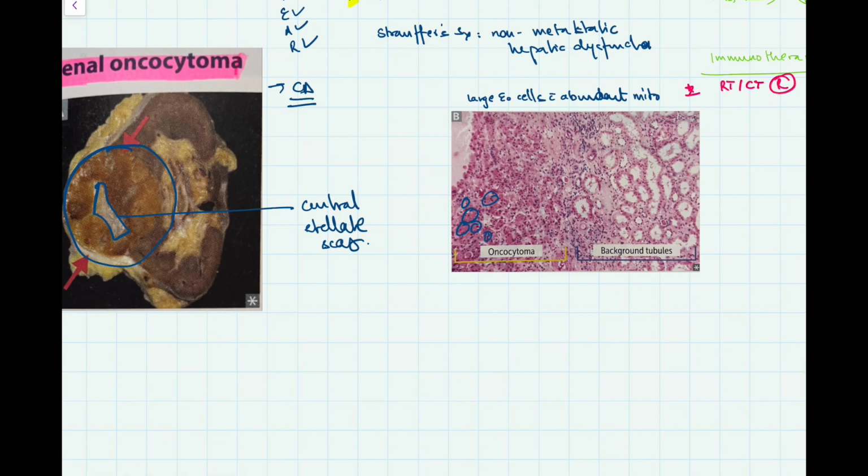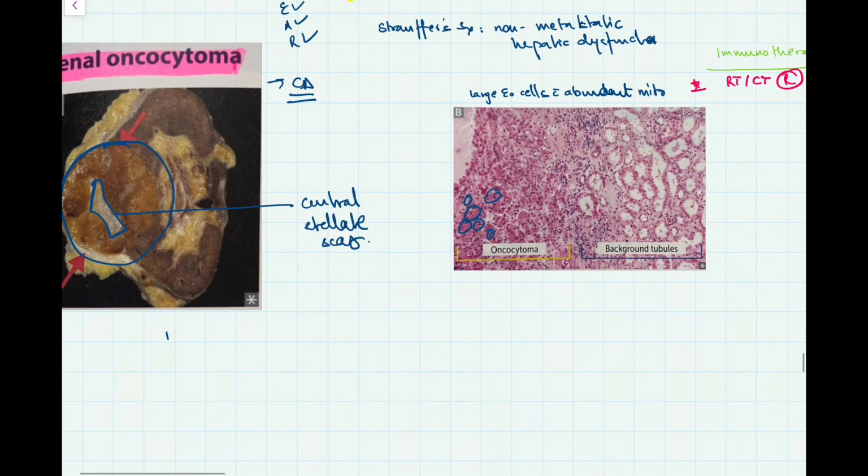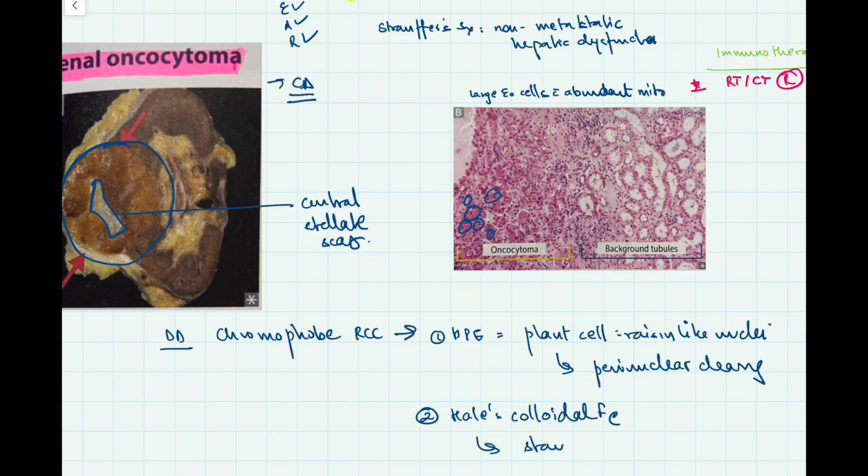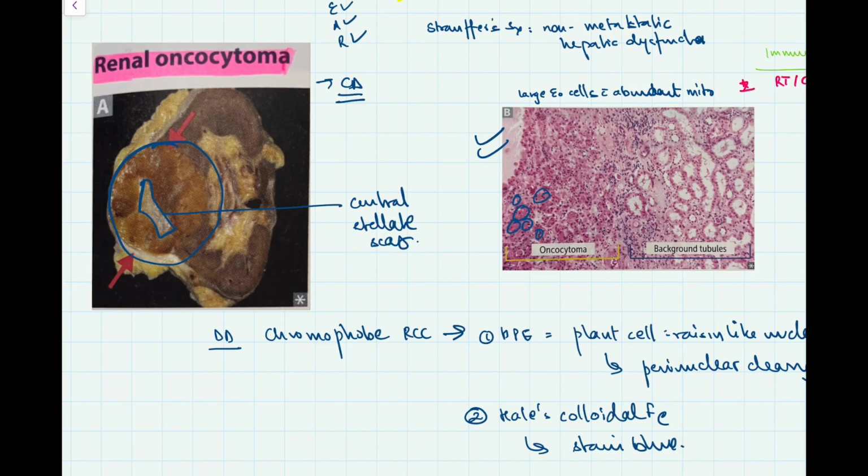It presents with painless hematuria, flank pain and abdominal mass, and its closest differential is chromophobe RCC, and the difference between the two is that on histopath, the chromophobe RCC shows plant cells, that is cells with raisin-like nuclei. These cells are also eosinophilic, but they will have a perinuclear clearing. Right, and to differentiate between the two, we use Hale's colloidal iron, where the chromophobe RCC would stain blue with this stain, while the renal oncocytoma will not stain. Otherwise, both on imaging as well as on the histopath, the renal oncocytoma and chromophobe RCC are difficult to differentiate.